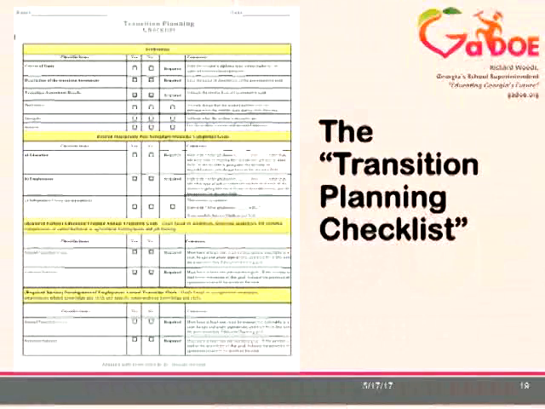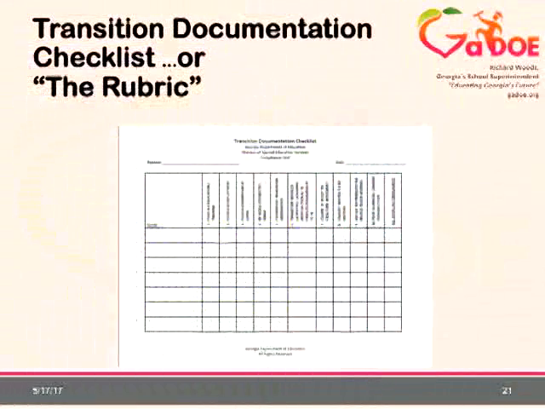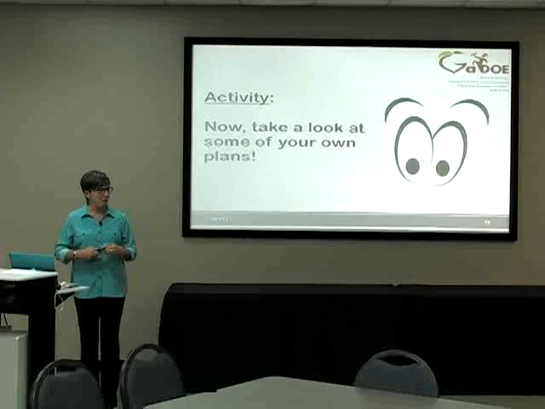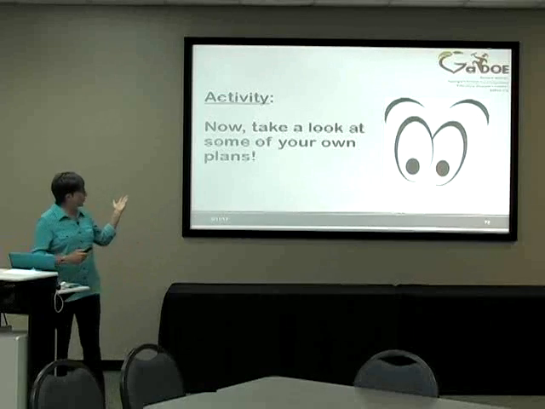so that you can make sure that those were done correctly. And then the last thing that you would do at this presentation, at this training, is to give some time for the participants to look at their own transition plans and, again, utilize those tools, the transition planning checklist and the documentation checklist and the feedback form, if you'd like, to give some feedback on those. This part of the training could last anywhere from 30 minutes to an hour, just depending on how many plans you would like your folks to go through.